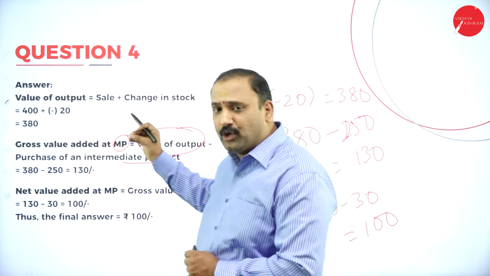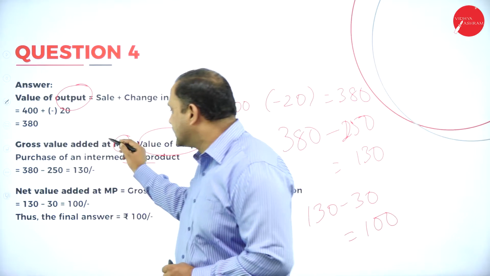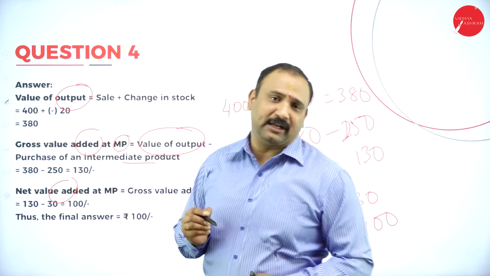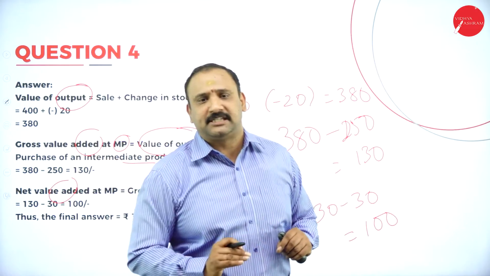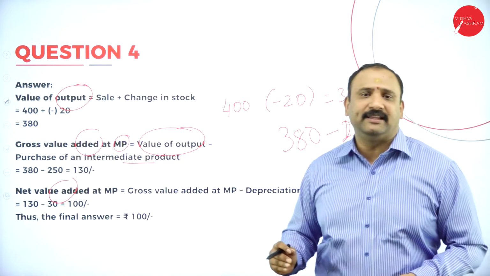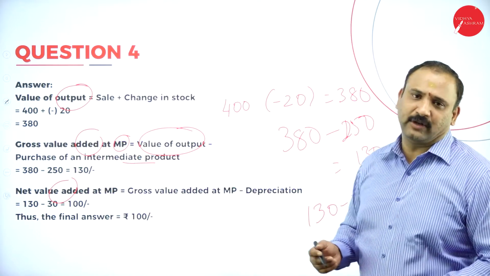You need to follow the step-by-step method. First, value of output. Next, gross value added. Then you have to come to the net value. There are only 3 simple steps. If you follow them one by one, you will be able to get the answer. It's quite easy for us to just go ahead and calculate it.